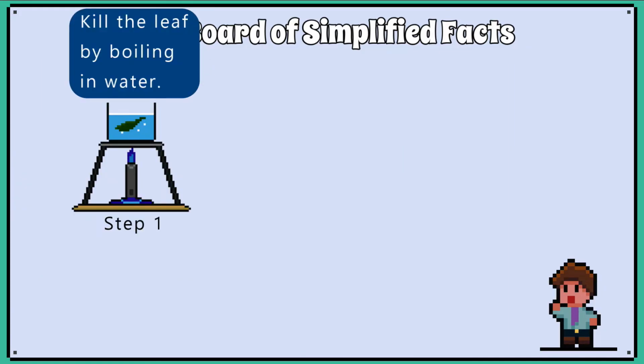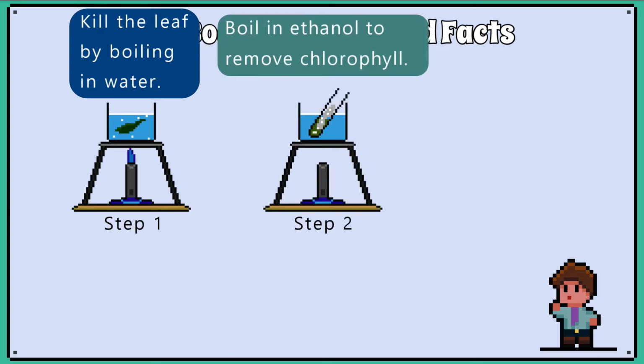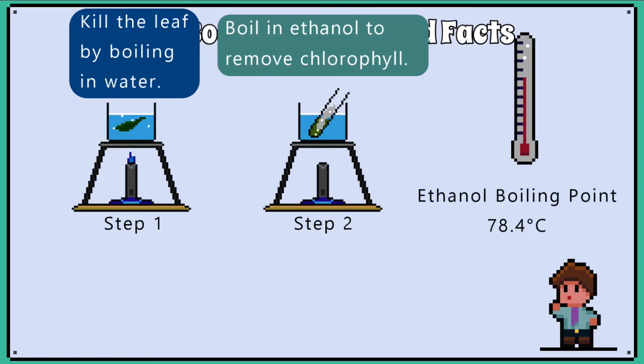Step 1 is to boil the leaf in water to kill the plant cells and stop enzymic activity. Step 2 is to place the leaf in a boiling tube that contains ethanol. You can then place the boiling tube containing ethanol into the beaker containing boiling water. Ethanol boils at around 78 degrees Celsius, so we can turn the Bunsen burner off, as the heat energy left in the boiling water should be enough to boil the ethanol. Remember, ethanol is flammable. It's best not to have an open flame present.